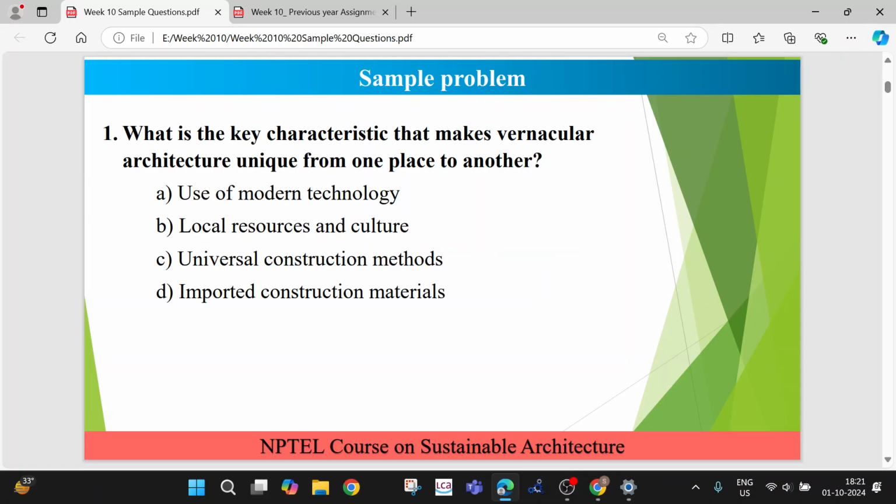Here is the first question for all of you. What are the key characteristics that make vernacular architecture unique from one place to another? Whether it is use of modern technology, local resources and culture, universal construction method, or imported construction materials.